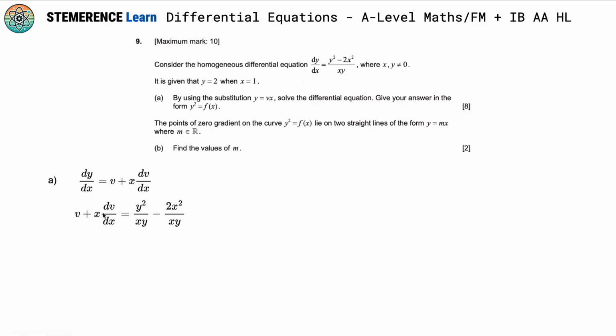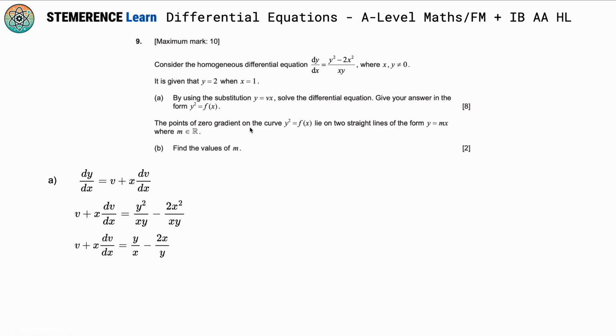So then we get v plus x times dv over dx is equal to, and then I've just split this as two fractions over here. So we get y squared over xy minus 2x squared over xy. And then if we simplify this part a little further, we get, once again, v plus x times dv over dx. And then if we use our indices laws, y squared over y is just y, this x remains here. And then x squared over x is just x, so we get minus 2x over y.